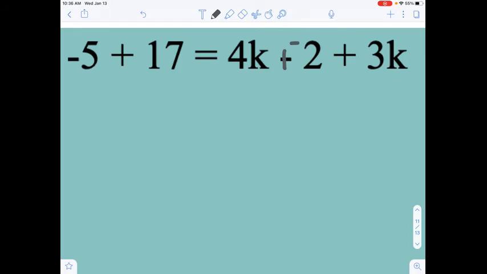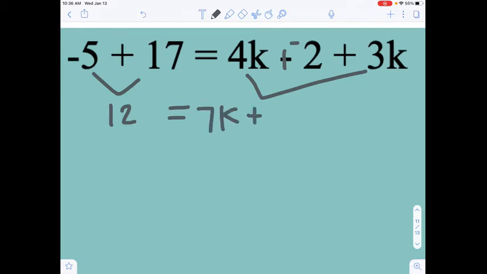After we add up, I'm going to see if I can distribute. I can't. Then I'm going to see if I can combine like terms on either side. Well, this time I actually can. -5 plus 17 are like terms. They have different signs, so I'm going to subtract. 17 minus 5 is 12, and it's going to be positive. So I get 12 equals, and then 4k plus 3k is also like terms. So I'm going to rewrite that as 7k plus -2.